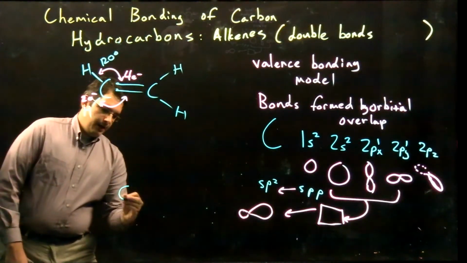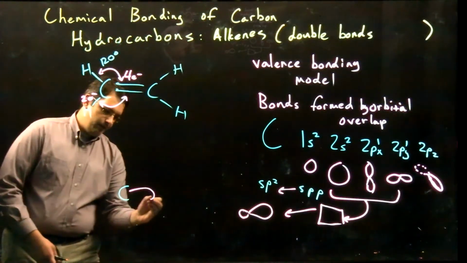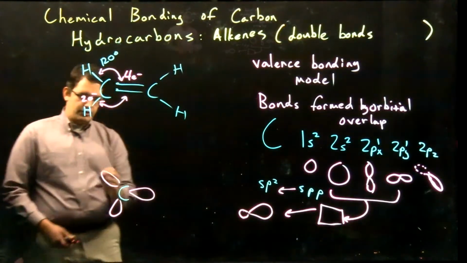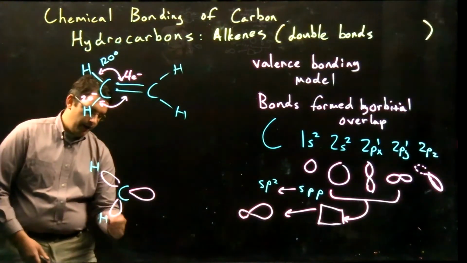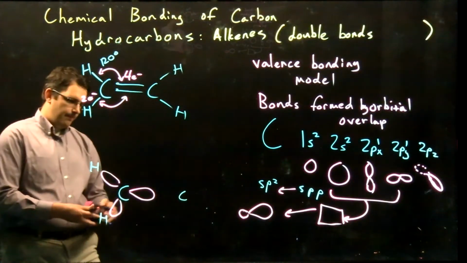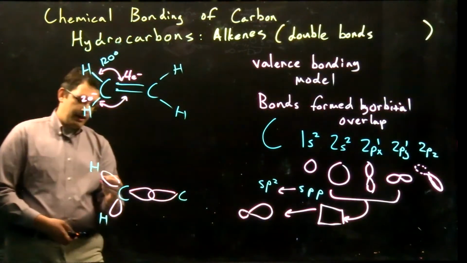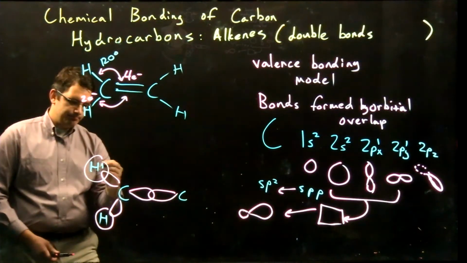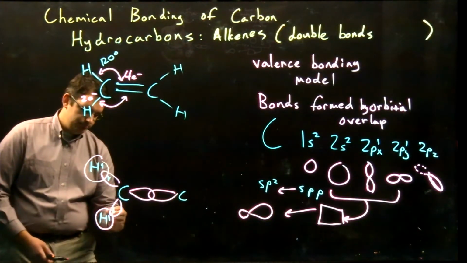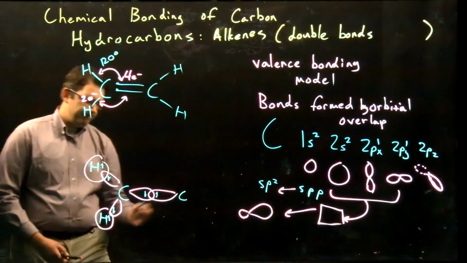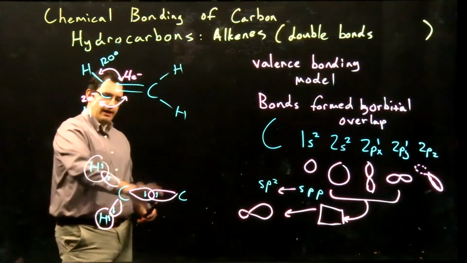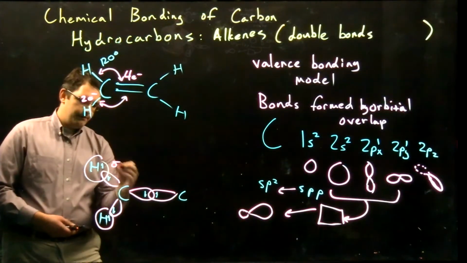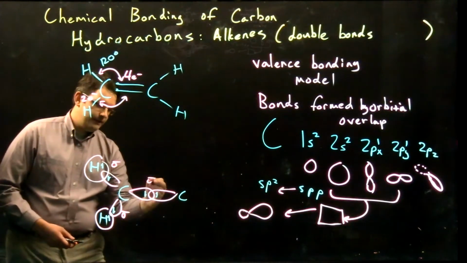So now I can draw my carbon out, and again I'm going to show the big lobes of my sp2 orbitals coming out, and I can show my other atoms and my orbital overlaps to form my bonds. As before, these are all overlapping head to head, so that means that they are going to be sigma bonds. So I have 3 sigma bonds.